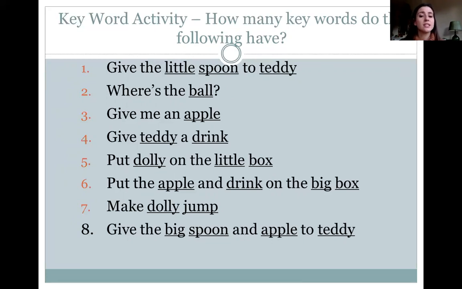"Put Dolly on the little box" is 3 keyword level instruction. "Put the apple and drink on the big box" is 4 keyword level instruction. "Make Dolly jump," 2 keywords. "Give the big spoon and apple to Teddy" is 4 keywords.